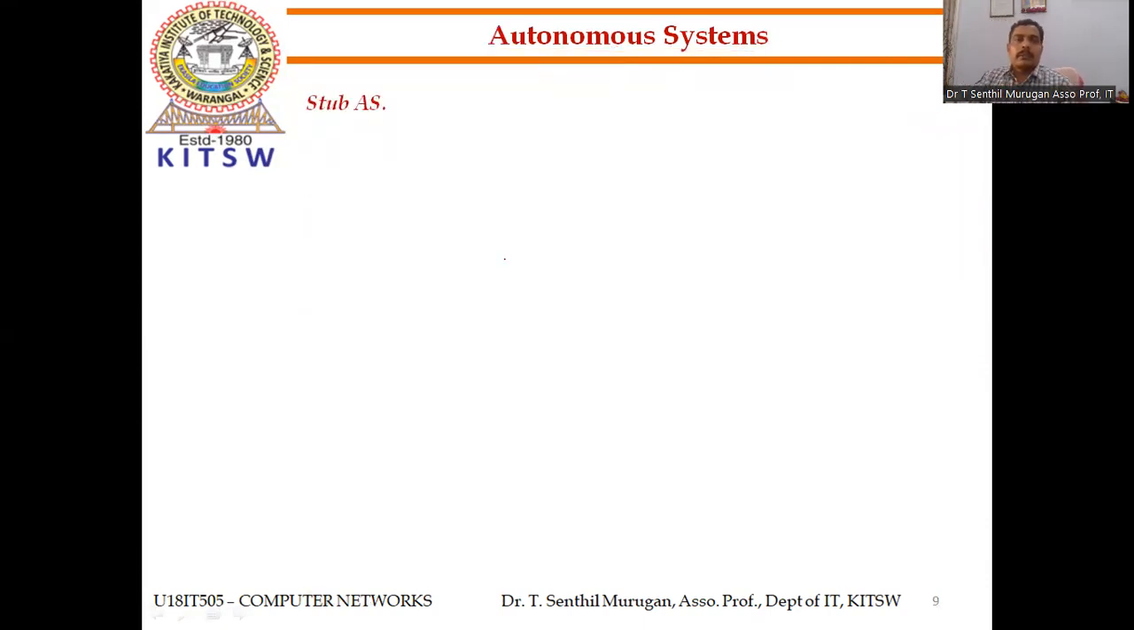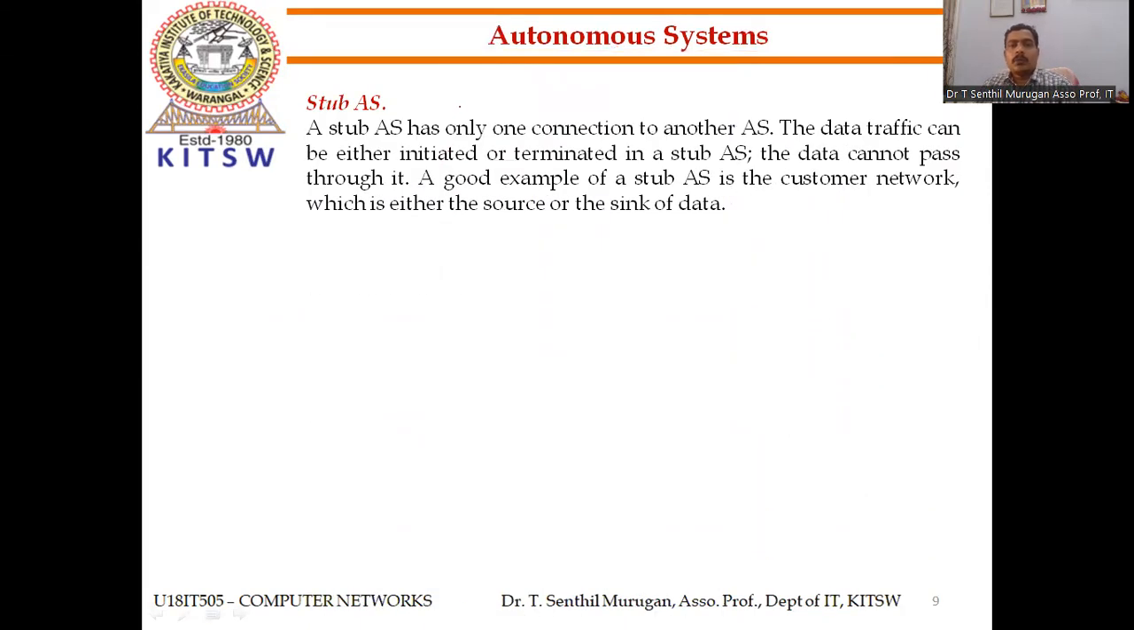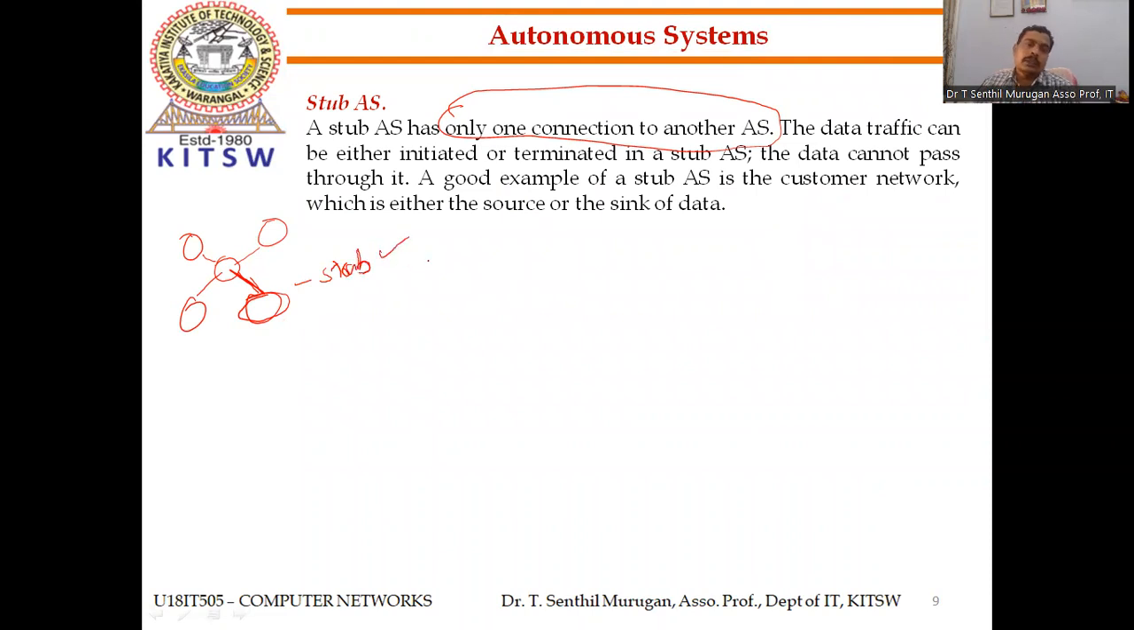First, what we are going to discuss is the stub autonomous system. A stub autonomous system has only one connection to another autonomous system. If different autonomous systems are there, some may be connected. For example, it is connected like this. This autonomous system has only one connection with another autonomous system, so it is considered a stub autonomous system.